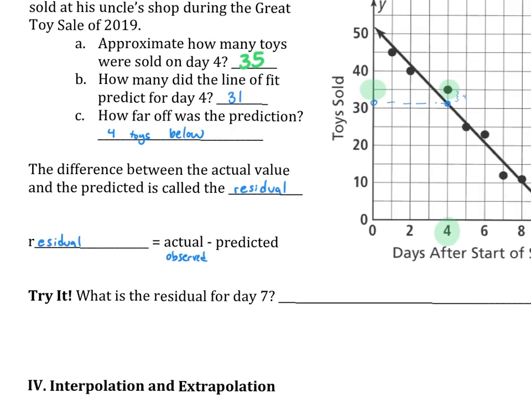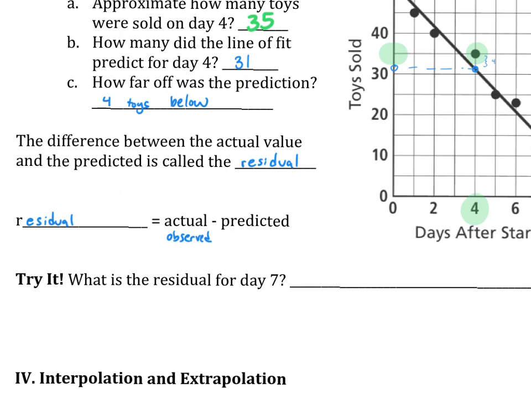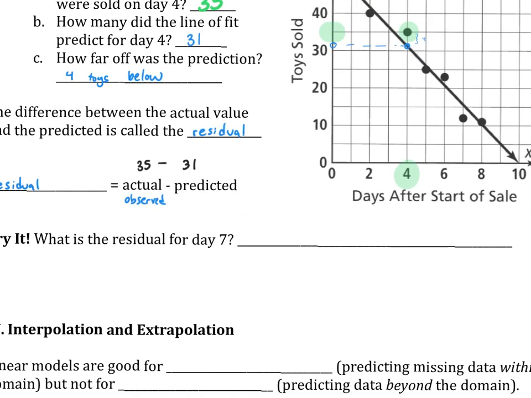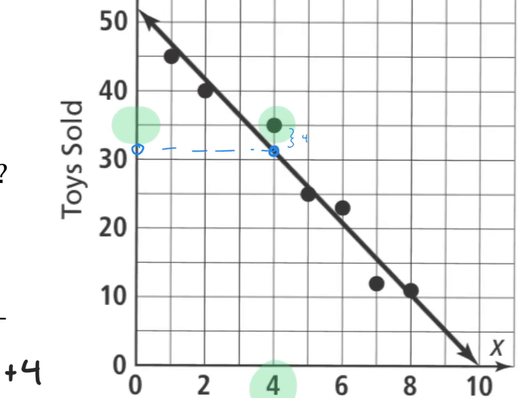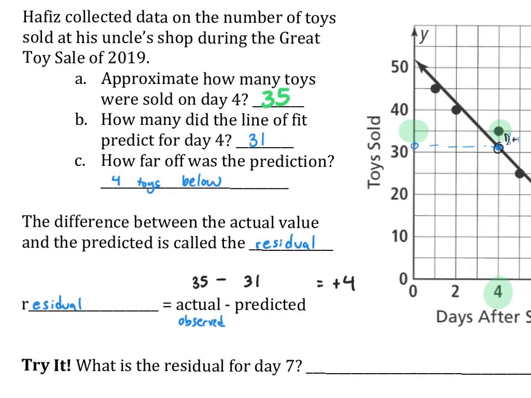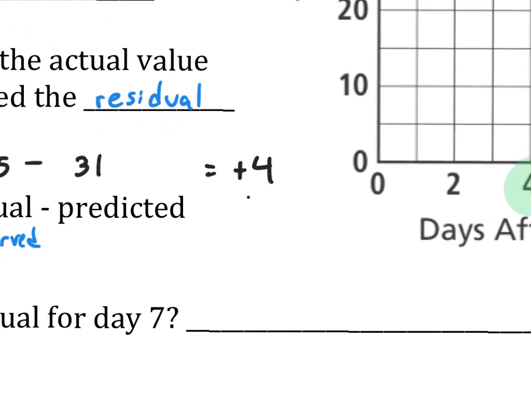So in this case, the actual was 35, the predicted was 31, and so we ended up getting 4, a positive 4. So how do we interpret the positive 4? That means the actual was 4 above the predicted, or the other way around, the prediction is 4 below. So the positive does mean something here.